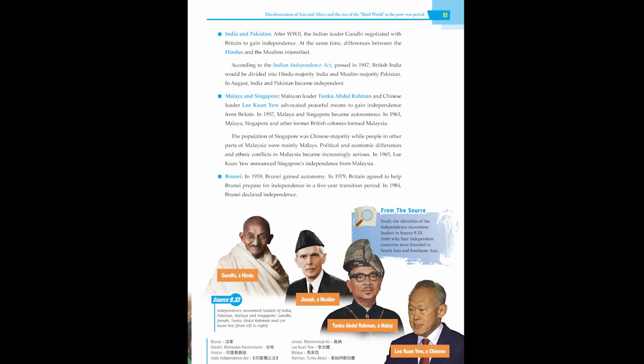Look at the source 9.33. Independence movement leaders of India, Pakistan, Malaya and Singapore: Gandhi, Jinnah, Tunku Abdul Rahman, and Lee Kuan Yew, from left to right. From the source. Study the identities of the independence movement leaders in source 9.33. Infer why 4 independent countries were founded in South Asia and Southeast Asia.